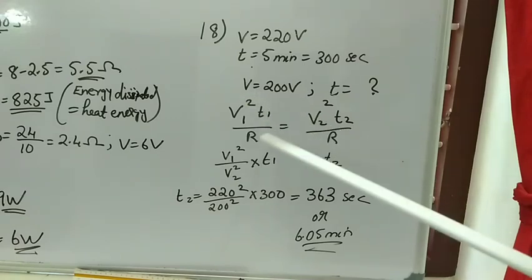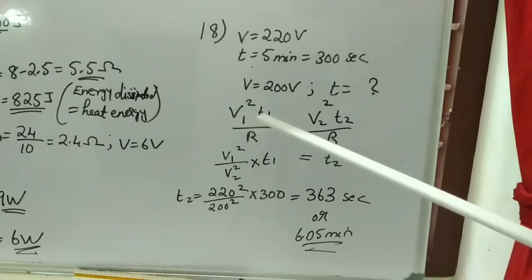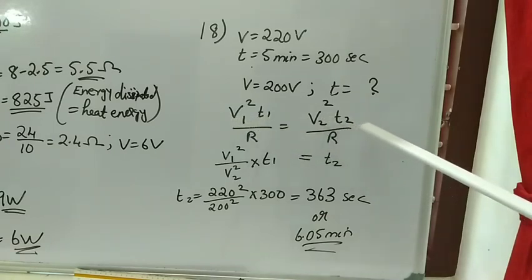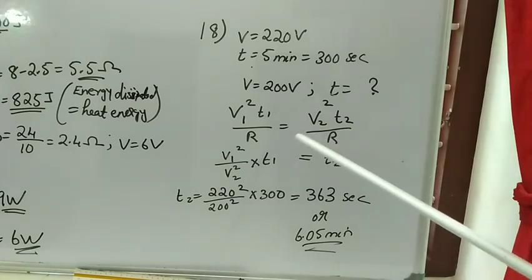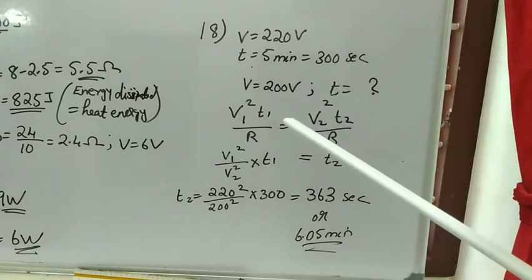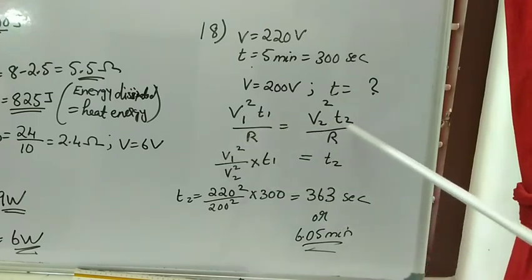Power is equal to V square T by R, is equal to V square T by R. Here we have the first voltage and first time, second voltage and second time, and the resistance of the heater. Because it is a single heater, the resistance won't change, it will be the same. So we can cancel both the resistances.